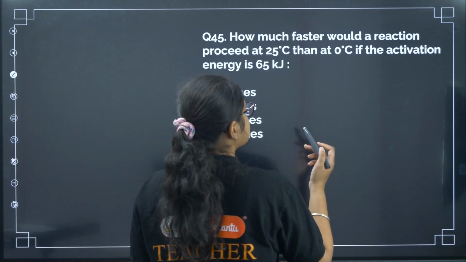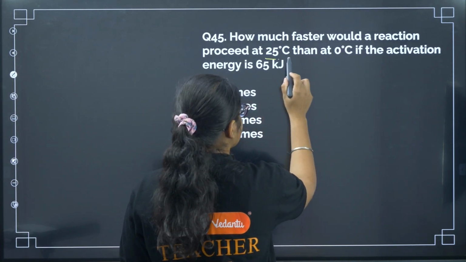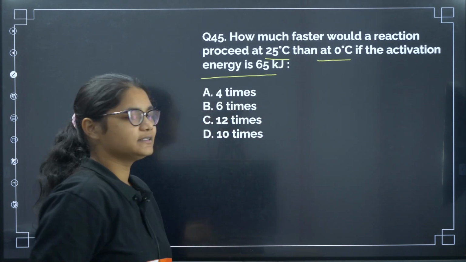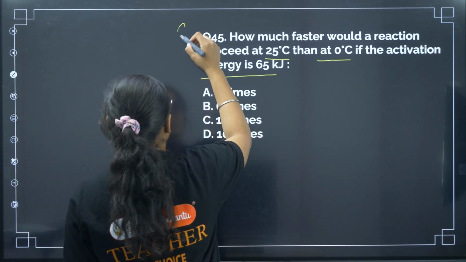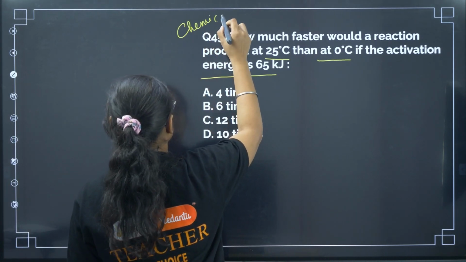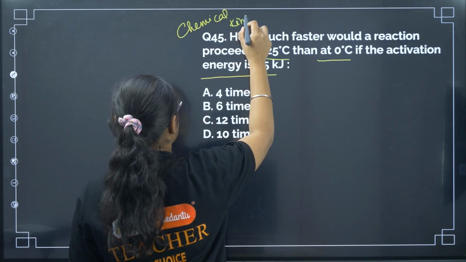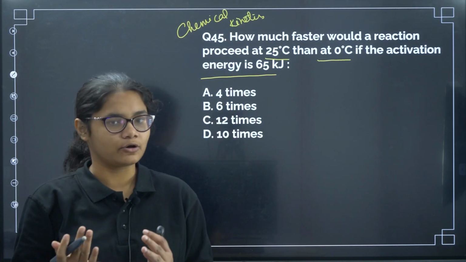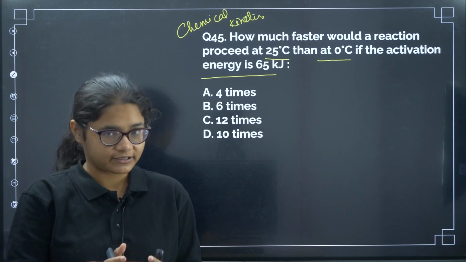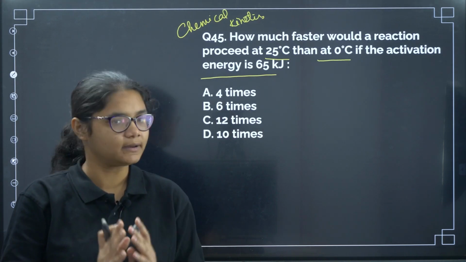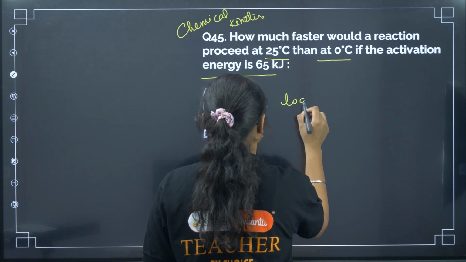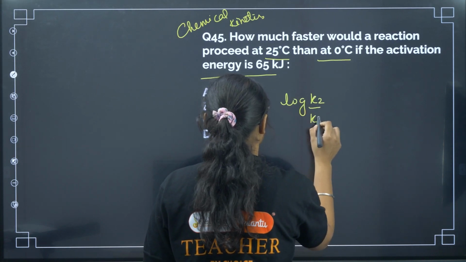Next, how much faster would a reaction proceed at 25 degrees Celsius than at 0 degrees Celsius if the activation energy is given? So this question is from your chemical kinetics, right? This is also a high weightage topic. So prepare this Arrhenius equation, first order, zeroth order laws, rate law, integrated law, differential rate law, catalyst are all very important topics.